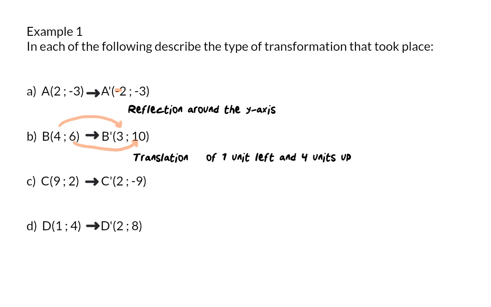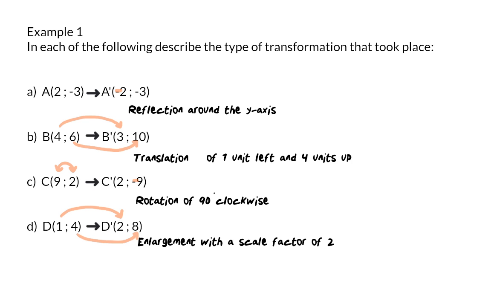In C, firstly, the x and y coordinates swapped around to become 2, 9, and then the new y value changed sign to -9, so this is a rotation of 90 degrees clockwise. And lastly, in D, you will see that the x coordinate was doubled and so was the y coordinate. That means that this is an enlargement with a scale factor of 2.